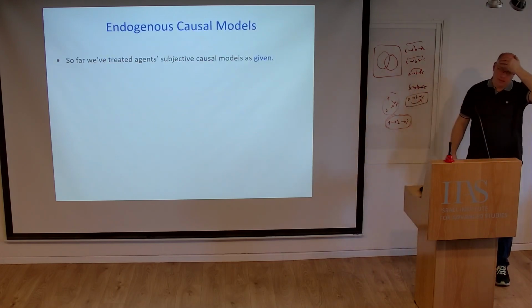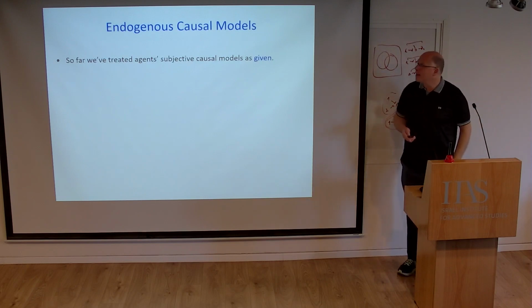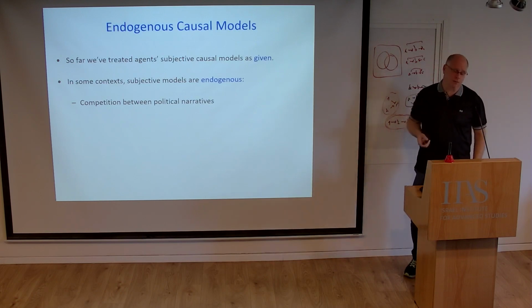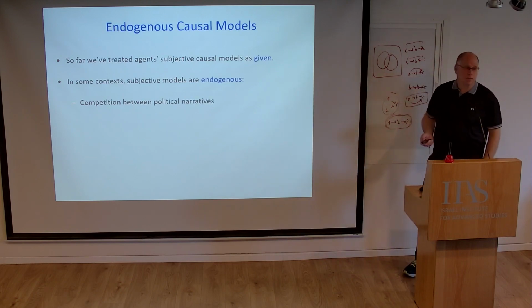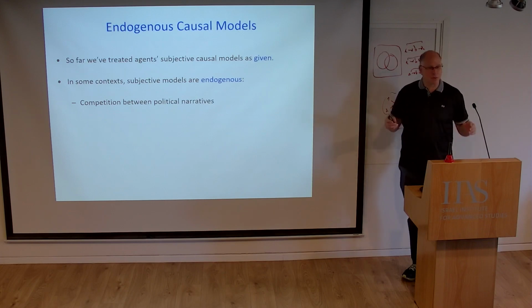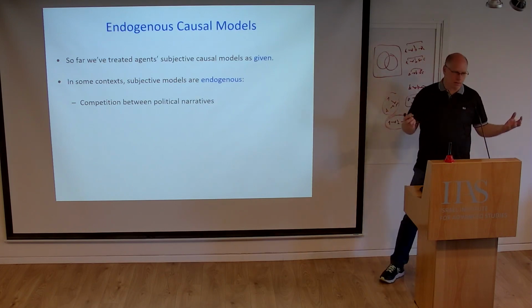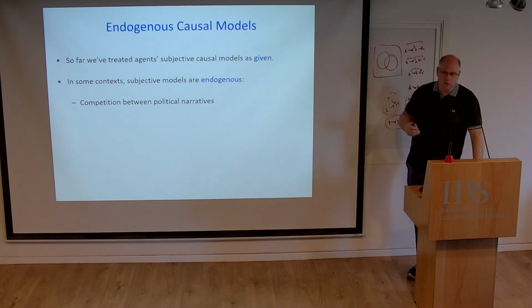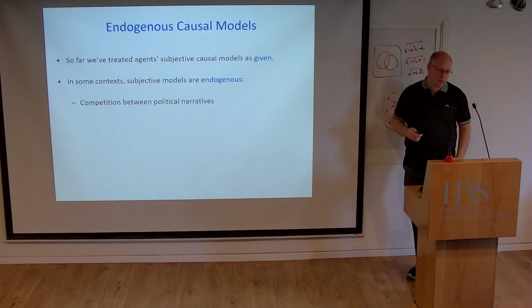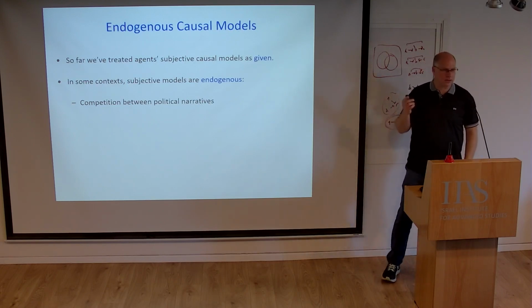So far we took the agent's subjective causal model as a primitive, as given, but as some of you suggested, sometimes we want to endogenize these models to ask at least where they're coming from. I'm going to tell two stories about where these models can come from. The first story is going to be a political science-y kind of story about competing political narratives. There are purveyors of narratives who are trying to promote certain policies. They're trying to pitch you a certain model. So there's going to be some model of the supply, in some sense, of competing causal models in the context of some political science story.